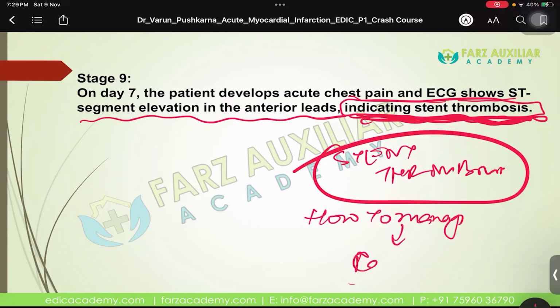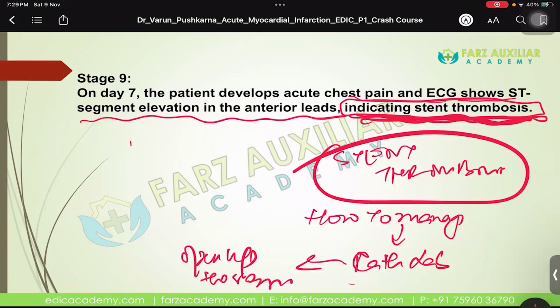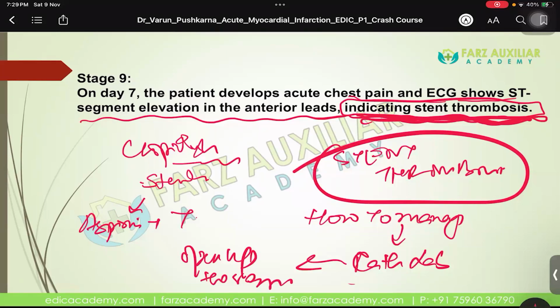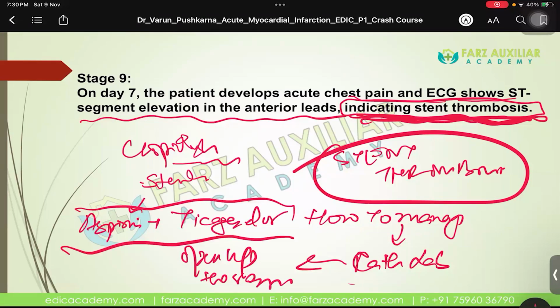Take the patient to the cath lab and then open up the vessel. Okay. So this patient was kept on clopidogrel post PCI, and the patient has developed stent thrombosis on clopidogrel. What will you do now? Aspirin plus ticagrelor. So you will put the patient on aspirin plus ticagrelor.